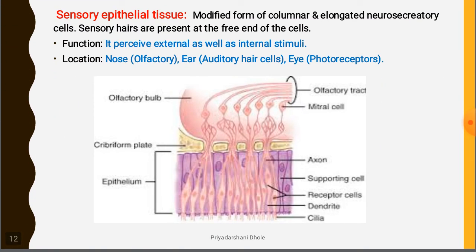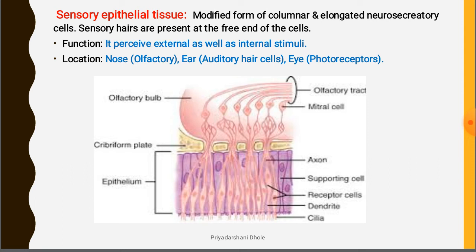Other than this, another type is the sensory epithelial tissue. It is a modified form of columnar and elongated neurosecretory cells. The sensory hairs are present at the free end of the cells. What is the function of this type of tissue? It perceives external as well as internal stimuli. What is the location? It is present on sensory organs: nose, olfactory; ear, auditory hair cells; and eye, the photoreceptor.